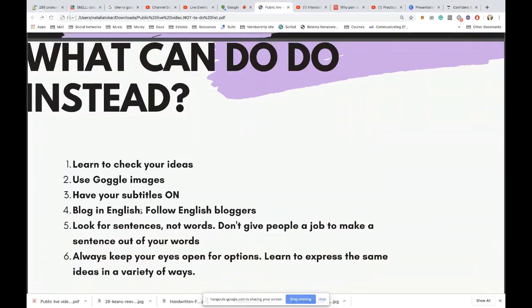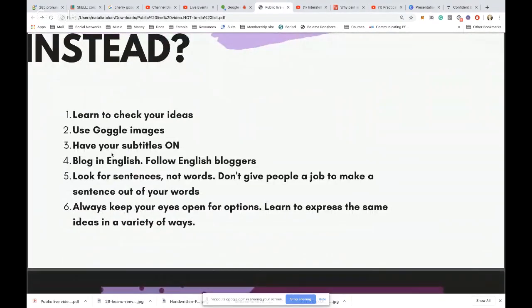Simply start writing and using all the ideas that you find on Scale and YouGlish and Google, and implementing everything you're learning. Then look for sentences, not words. When you find a new word, always go to Scale and see how it combines with other words. Try to make a sentence, and don't give people a job to make a sentence out of your words.